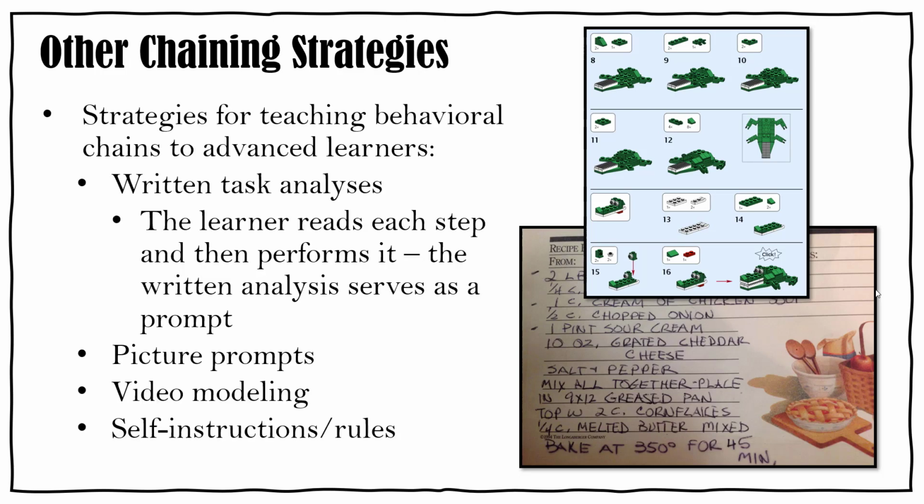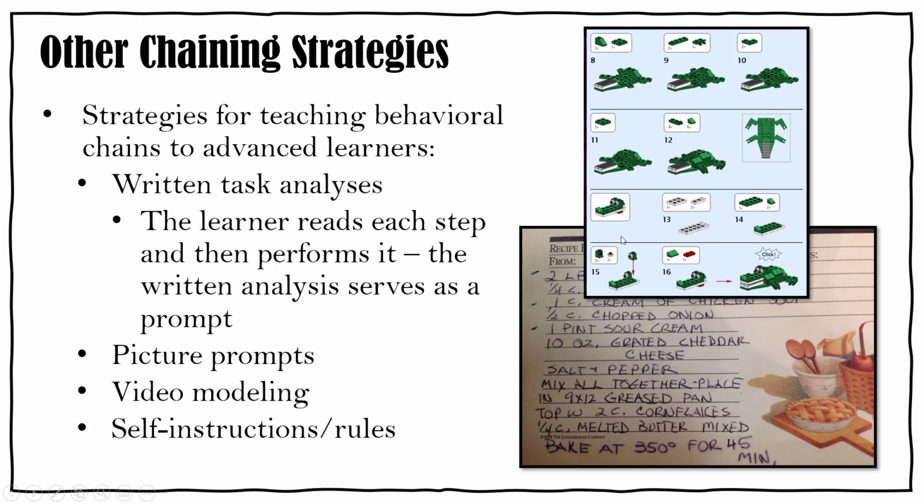And there are some other training strategies. Especially if you have more advanced learners, you can do a written task analysis. If you like to cook, when you read a recipe, that's a written task analysis. The learner reads each step, performs it, and that written analysis serves as the prompt. You can do picture prompts, so you can prompt them with pictures as to what they're supposed to be doing. We ran programs with hand washing and things like that where we used picture prompts with our higher functioning kids.